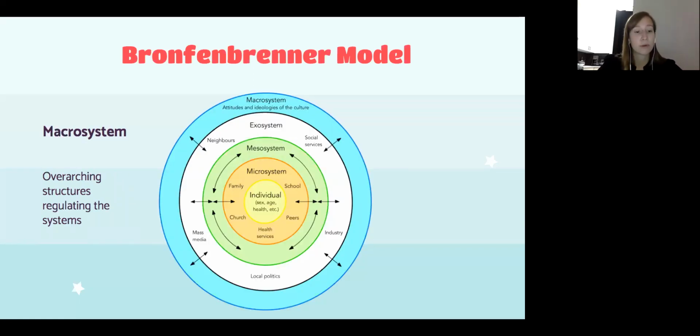The last layer that we focused on was the macrosystem, which includes the overarching structures regulating the systems. For example, ableism in our society would be a factor part of the macrosystem because it might impact the child that's using AAC devices. On a side note, this model originally contains two more layers, which are the exosystem that you see in white on the screen, as well as the chronosystem. However, we've decided to exclude them as we didn't think it was relevant to combine them with the findings.